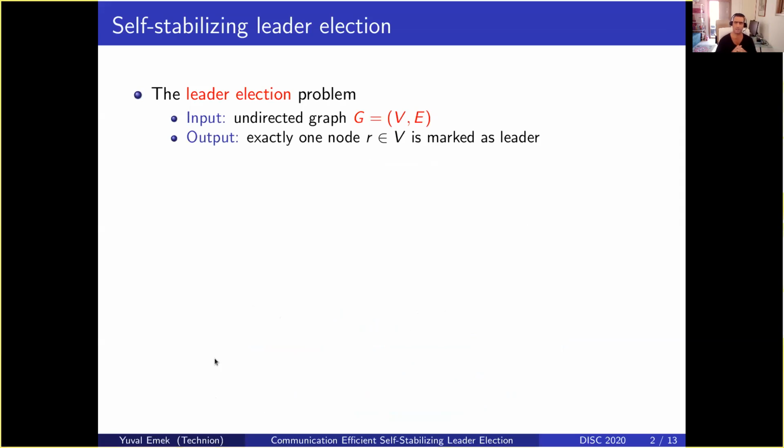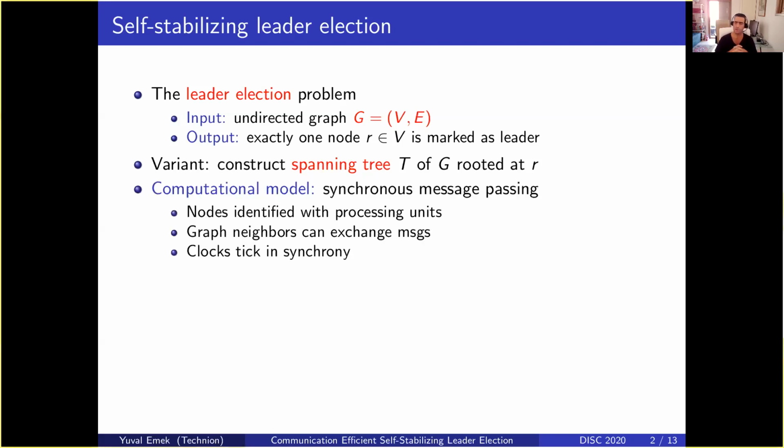So I guess that we are all familiar with the leader election problem, where we are given an undirected graph, and we would like to elect exactly one node as the leader of this graph. In fact, in this paper, we consider a variant of this problem where together with electing the leader, we would also like to construct a spanning tree of the graph rooted at that leader.